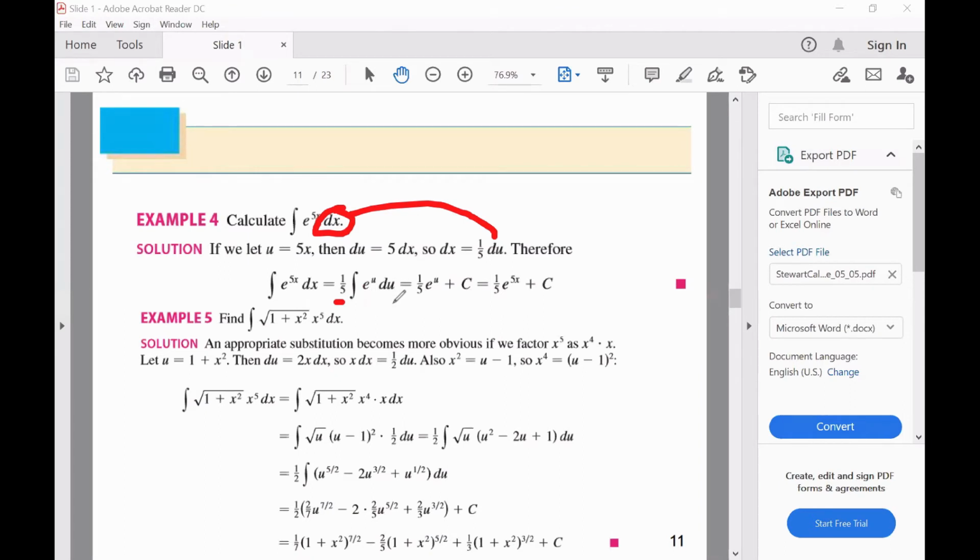We know in the table, the antiderivative of exponential x, or u, is itself. Then we have 1 over 5 exponential u plus constant. Obviously, this is 1 over 5 exponential 5x plus constant when we use the variable x.